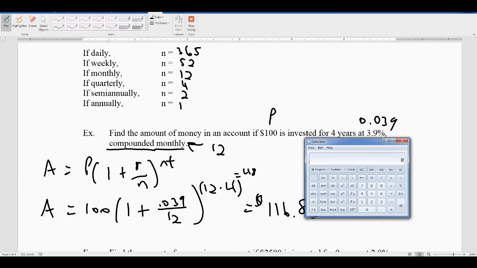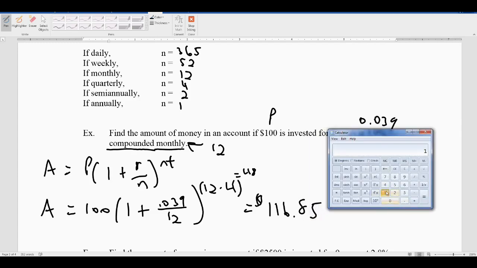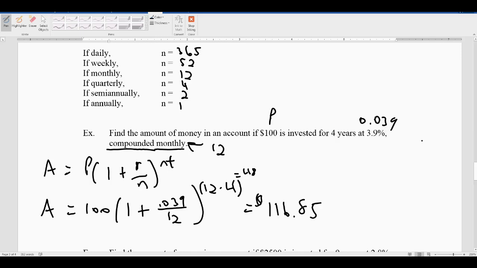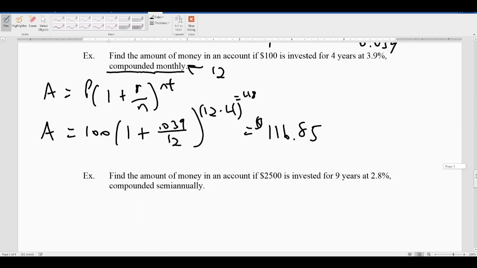Now, if you're using a scientific calculator, you must do the 12 times 4 is 48. You have no choice. And then you want to work inside parentheses first, do the division first. 0.039 divided by 12 plus 1 equals. And then you may have that kind of a key right there. That's an exponent key. So then you type in the 48 equals. And then times that by 100. And you get the same thing. So just be aware. That's how you do it with the scientific, if you need to.